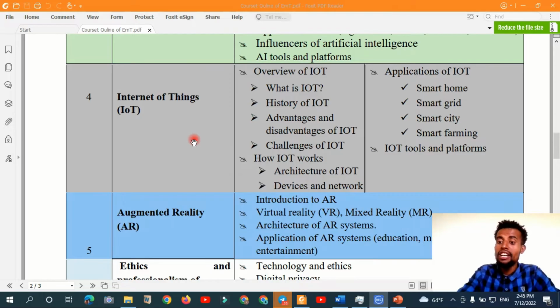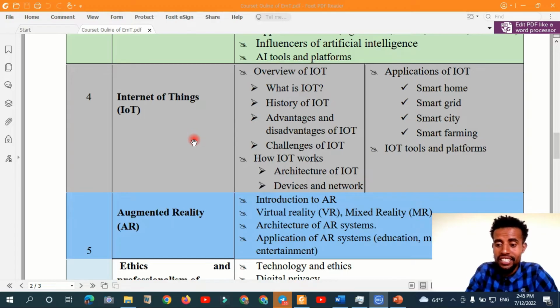So simply, Internet of Things means interconnection of what? Interconnection of smart devices or smart systems. So we'll see an overview of Internet of Things. We'll see also features of Internet of Things under this chapter. Next to that, we'll see a history of Internet of Things. We'll see also advantages and disadvantages of Internet of Things, or IoT.